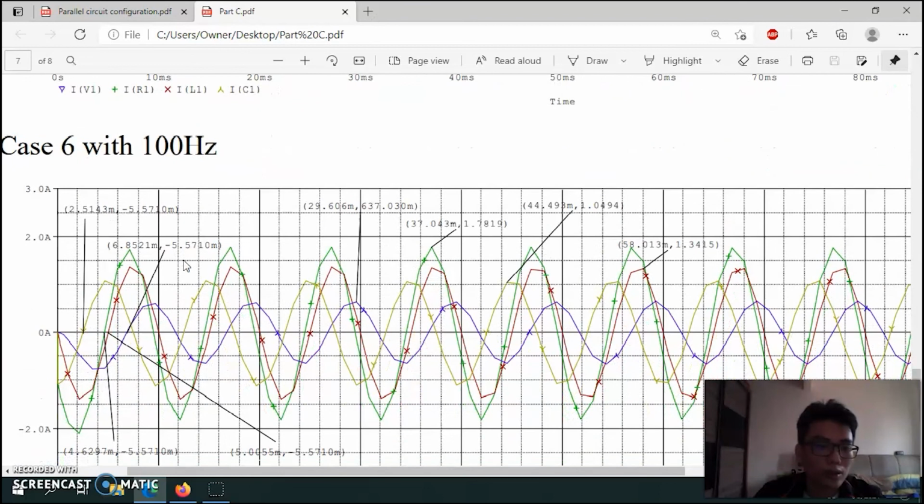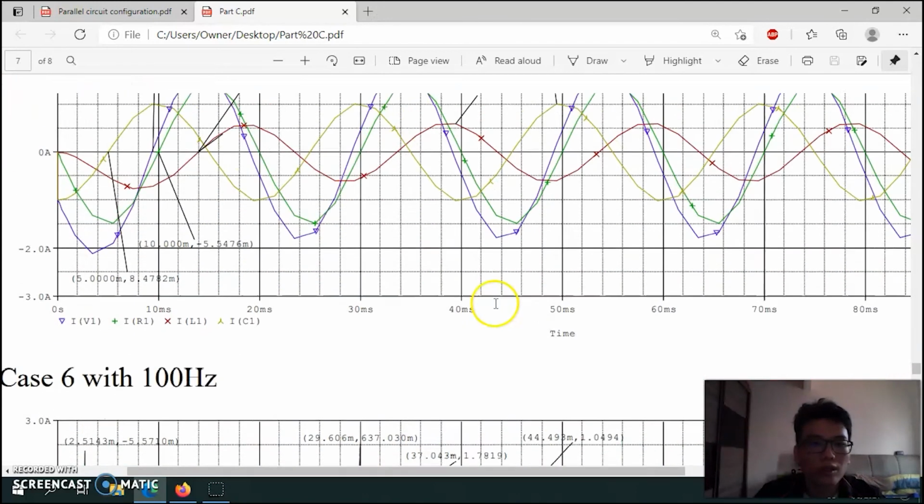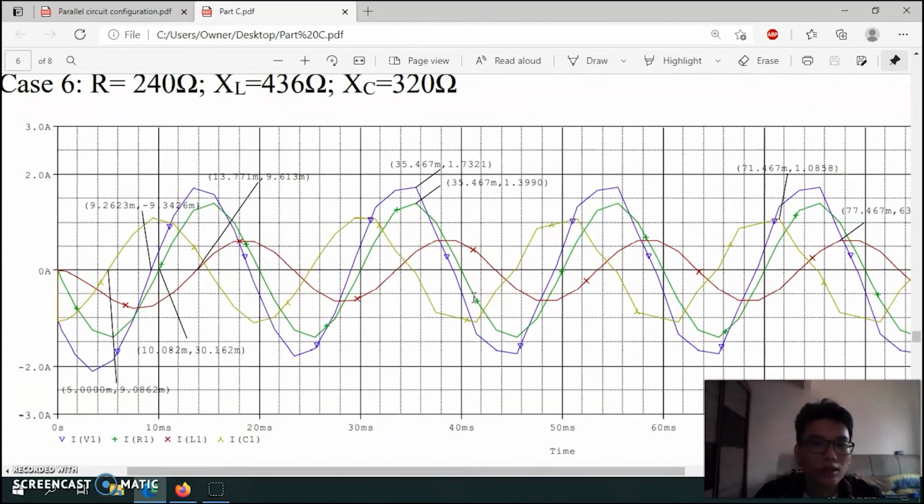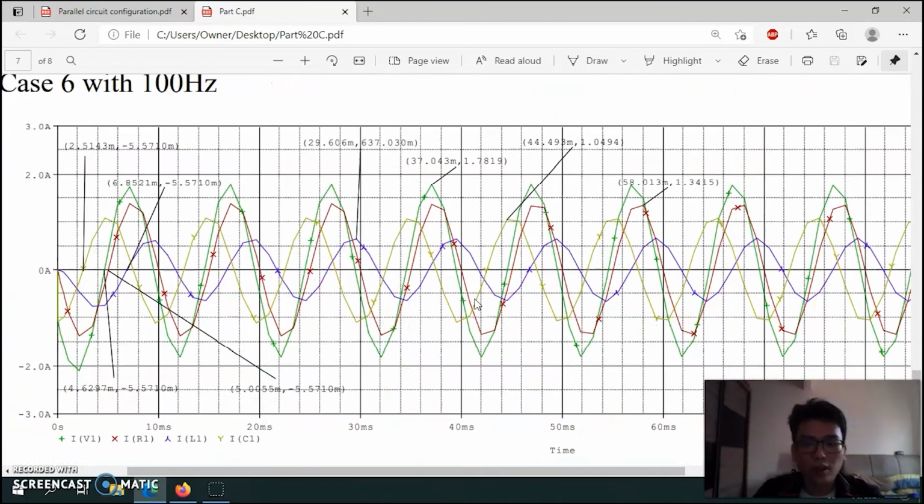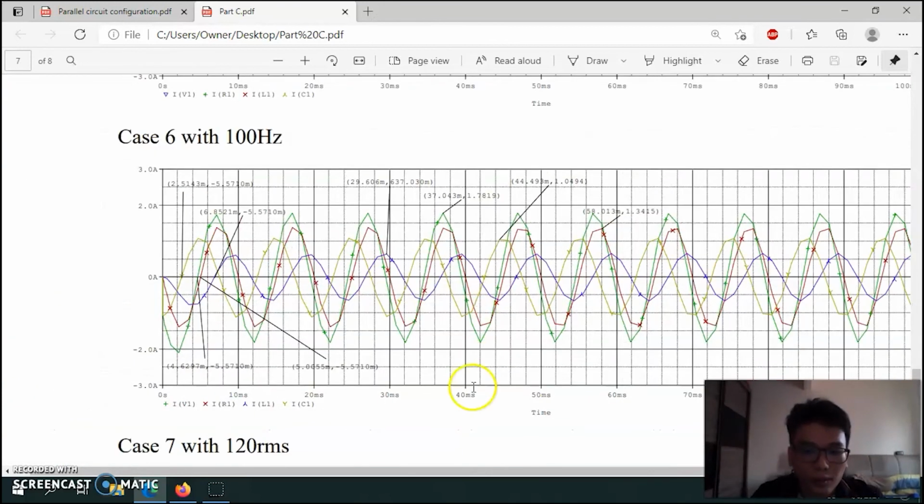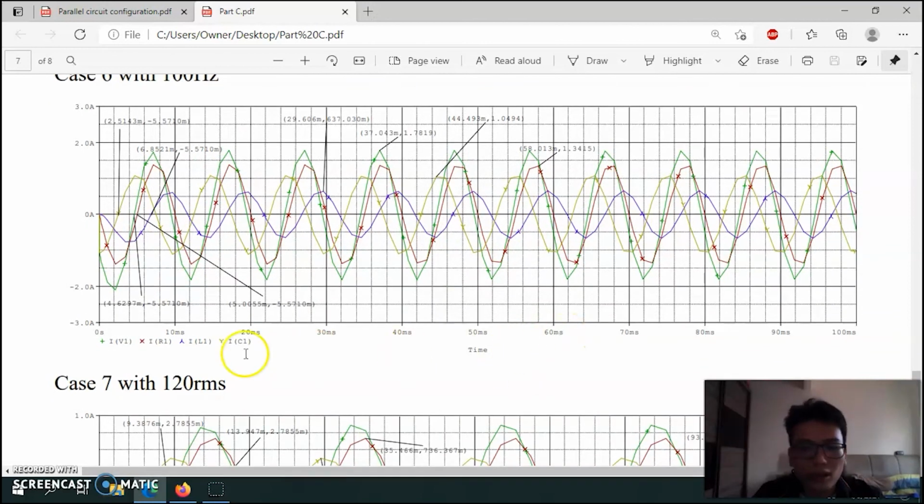We also repeated case 6 with 100 Hz. You can see that the waveform has more cycles compared to the original case 6. This is because with higher frequency, the time needed to complete a full cycle is less. So when using the same amount of time in ms, we get more cycles.